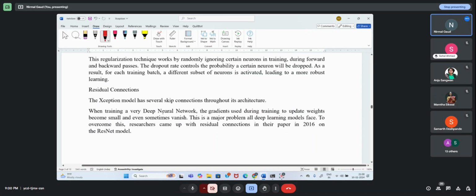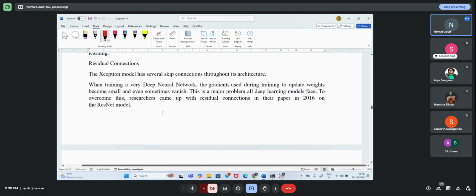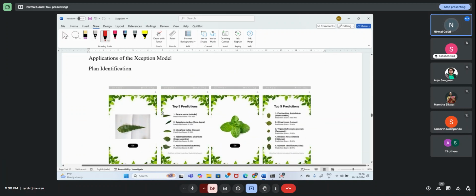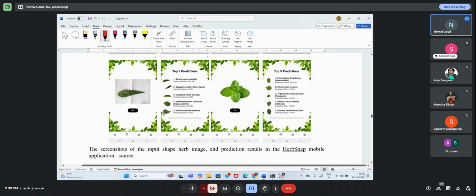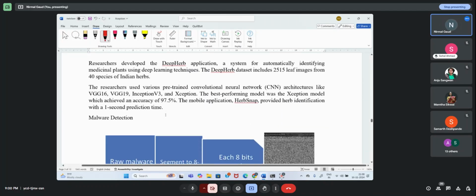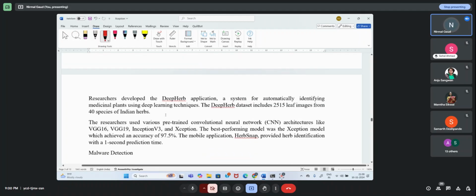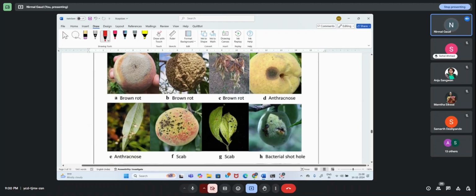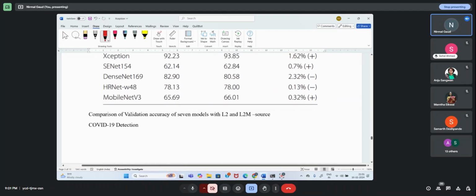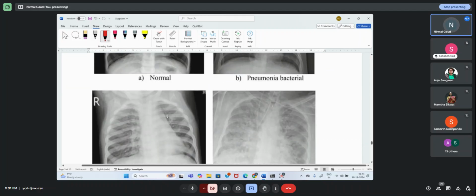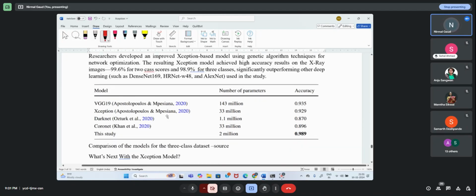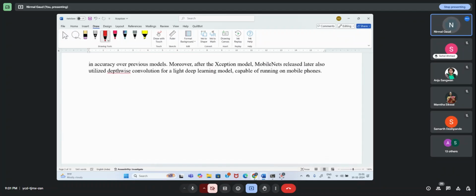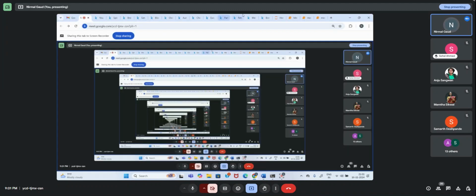Now it's mentioned the exception model has been used in many use cases and applications, like plant disease detection, also malware detection. Okay, we can use it in many use cases. Leaf disease detection, plant disease. Chest X-ray also it has been used. I have also used this architecture, this exception one.